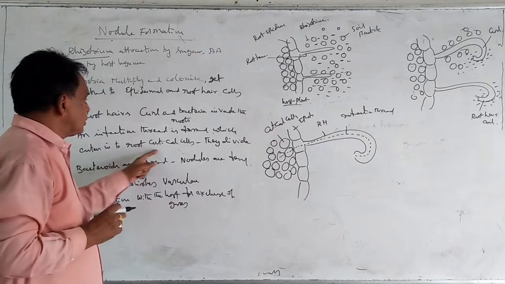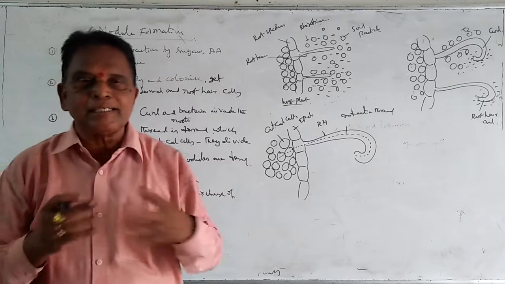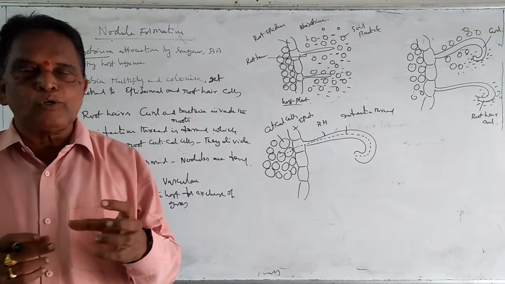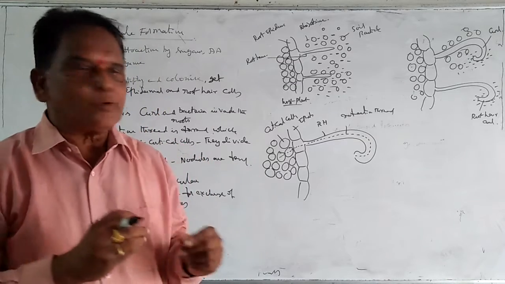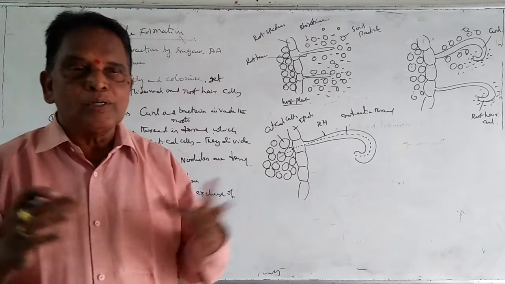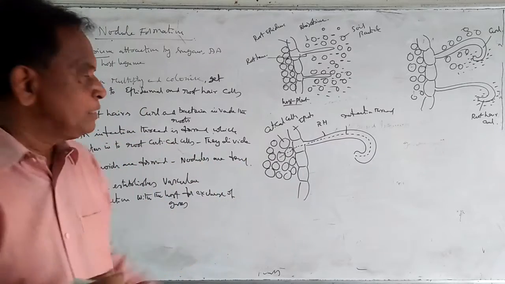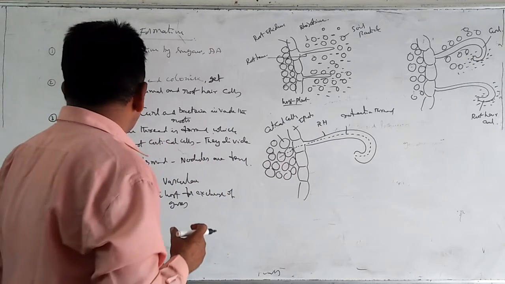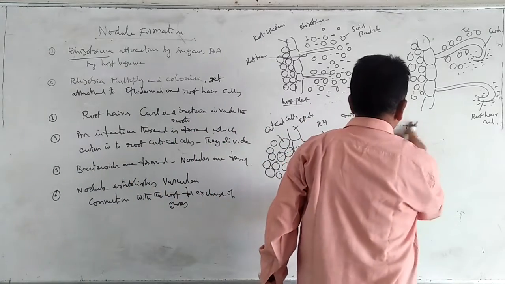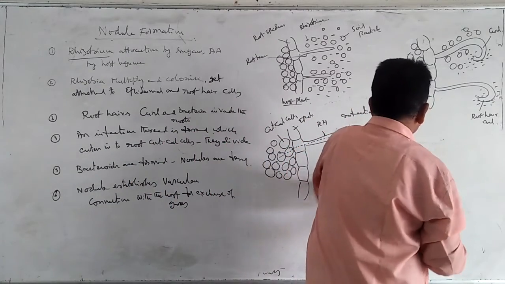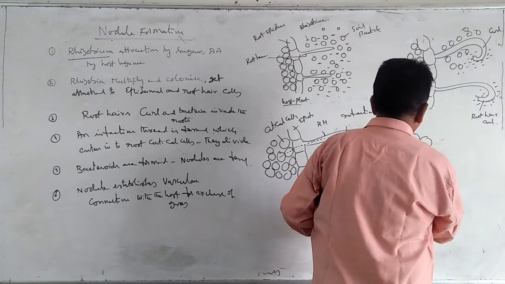So they enter into the root cortical cells, where the number of rhizobia increases, and these rhizobia release certain hormones. By the activity of these hormones, the cortical cells also divide repeatedly. And these are the cortical cells.